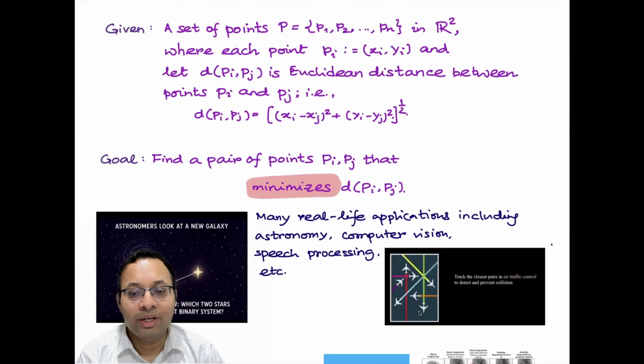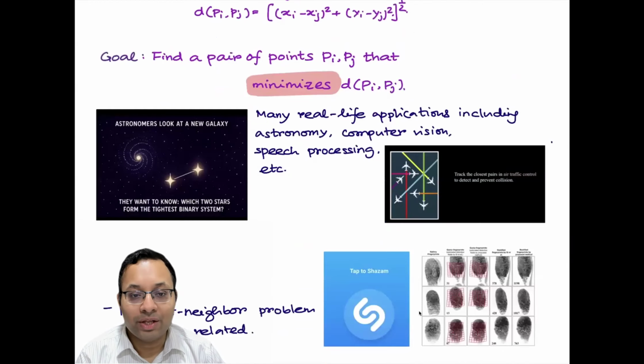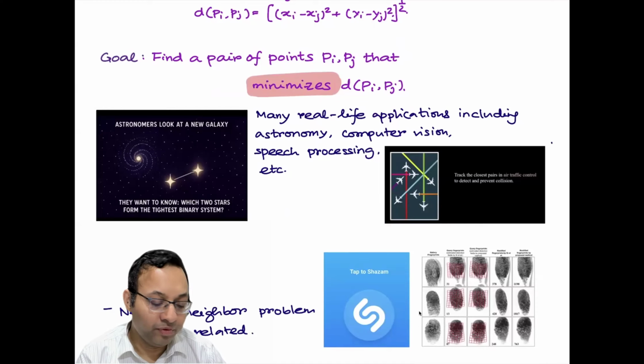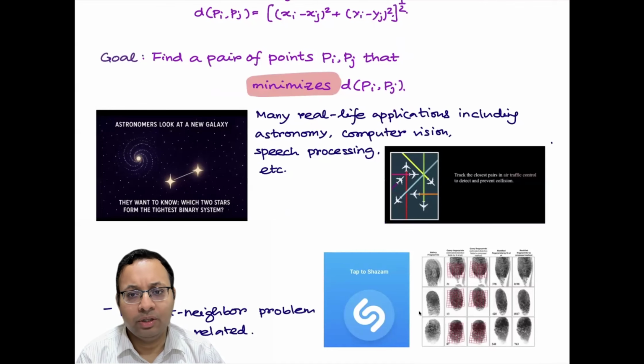Now, this problem has many real-life applications, including astronomy, where astronomers are looking at a new galaxy and trying to find which two stars are closest, forming the tightest binary system. Or think of air traffic control. There are multiple flights, but which two are closest at this point, so that we can avoid collision for those flights. And there are many applications in computer vision, speech processing, etc.